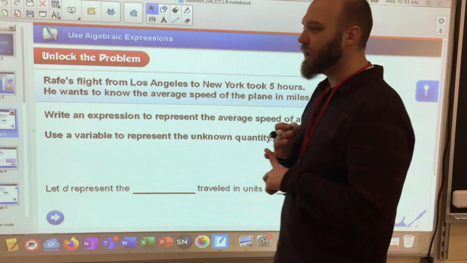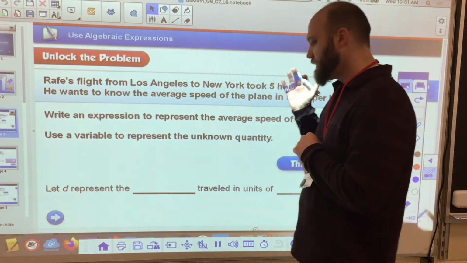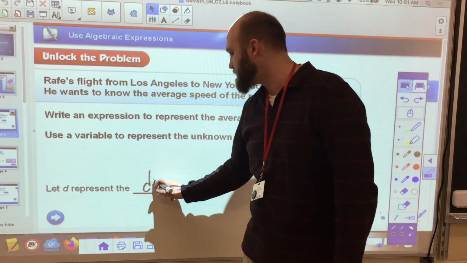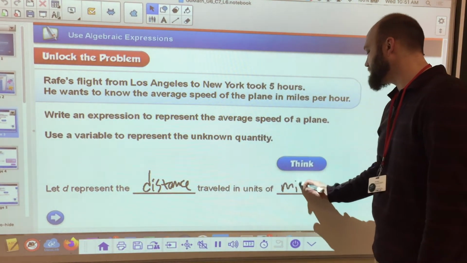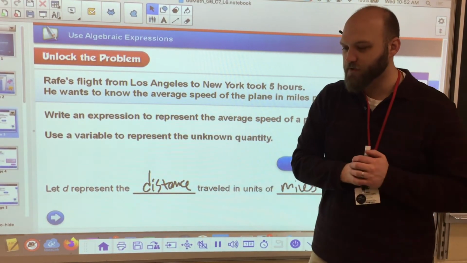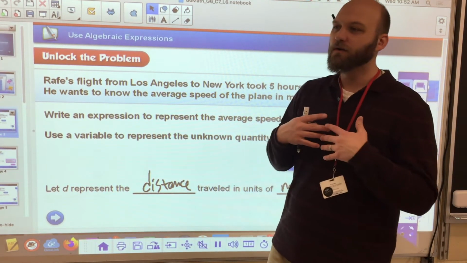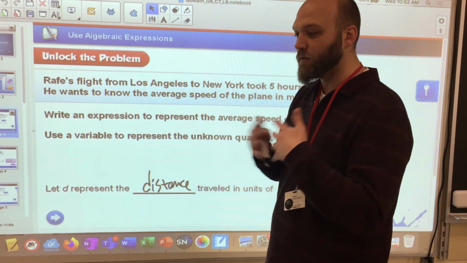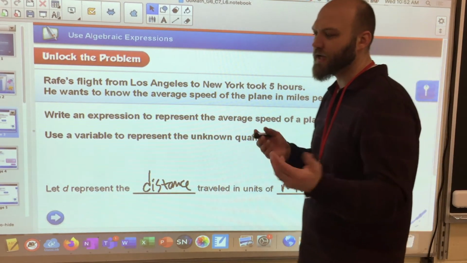Okay, so we're going to look at Rafe's flight from Los Angeles to New York, and it took 5 hours. So we're going to let d represent the distance traveled in units of miles. Now, we're writing an expression to represent the average speed of the plane. If I travel 60 miles an hour and I travel for 5 hours, I know how far I went and how long I traveled, so that I can get my answer.